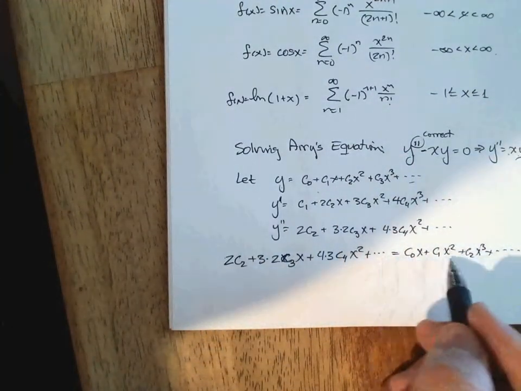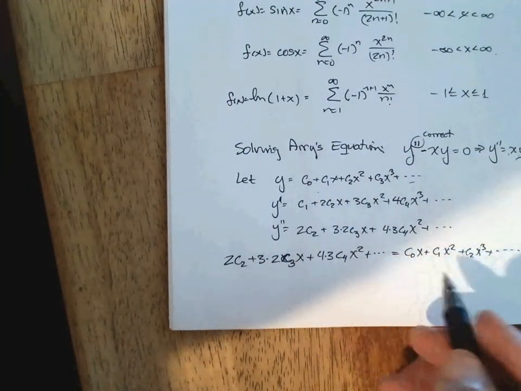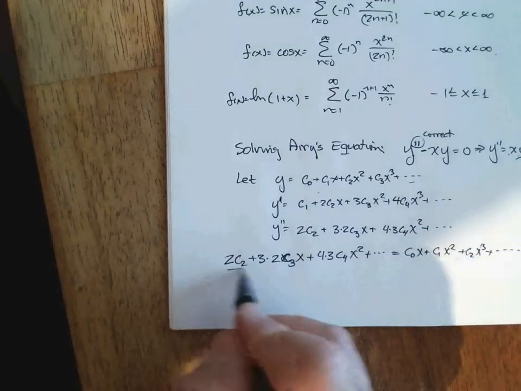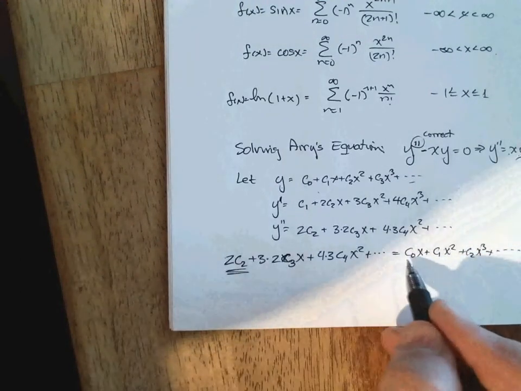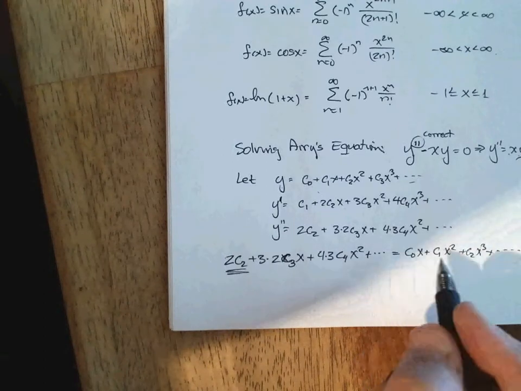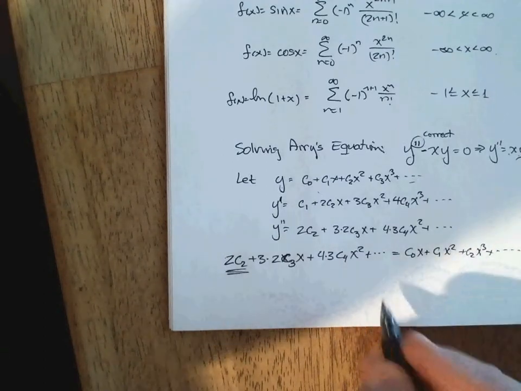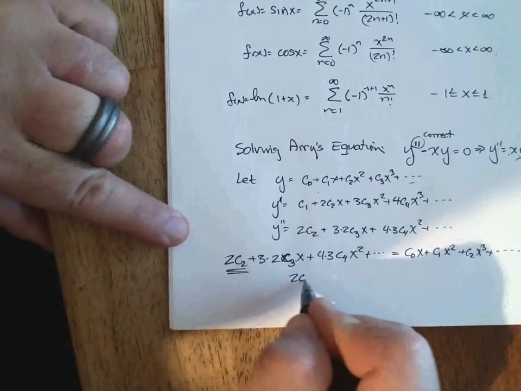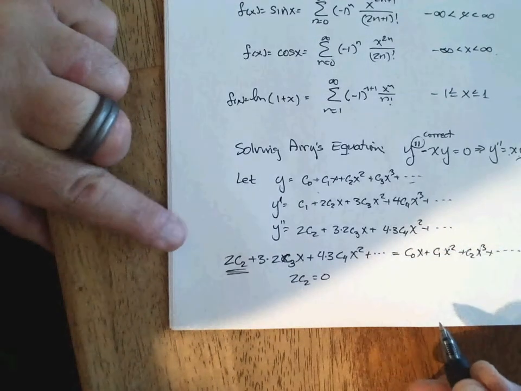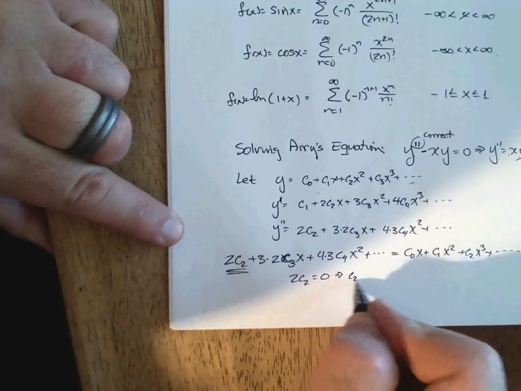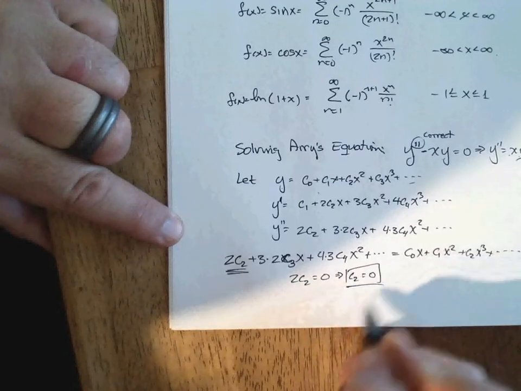We know that in order for two power series to be equal, the coefficients have to be equal. So that means the constant on the left with no x has to equal the constant on the right with no x. But there is no constant on the right with no x. Therefore, that constant on the left with no x has to be equal to 0, which means the value of c2 is 0. Okay?